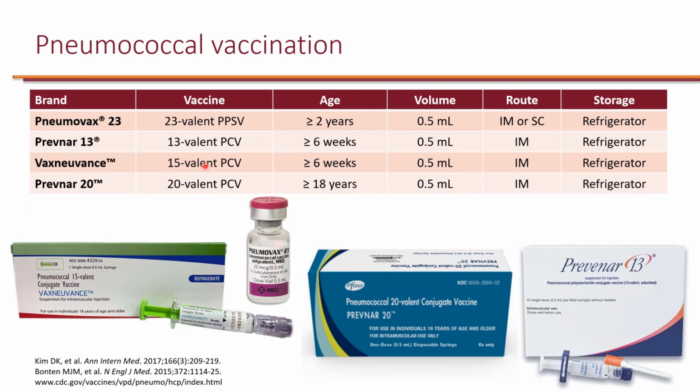So Vaxneuvance is a 15-valent PCV, and Prevnar 20, as the name suggests, is a 20-valent PCV. Of note, when both of these came to the market, they were initially approved for ages 18 years or older. Most recently, Vaxneuvance got approval for ages 6 weeks and older. And I anticipate in the next few months, Prevnar 20 will also get approval from the FDA for 6 weeks of age and older. But currently, it's only available for adults 18 years or older.